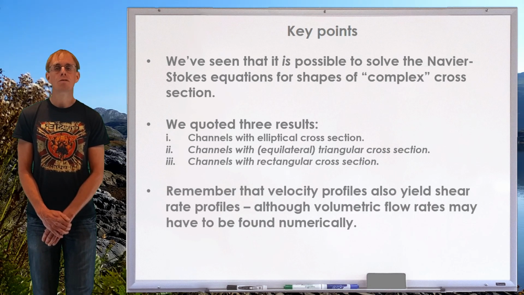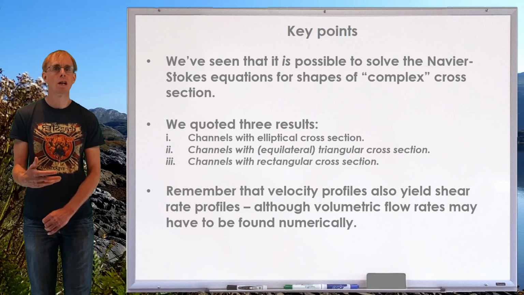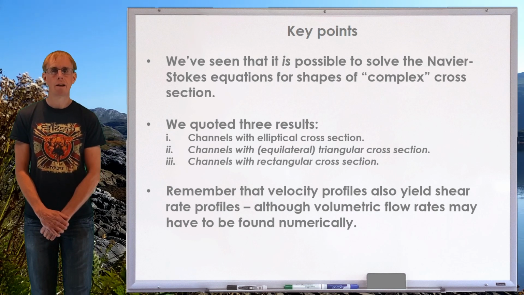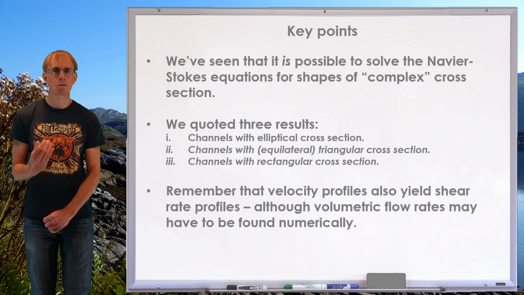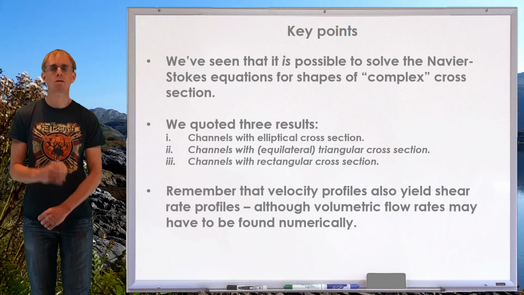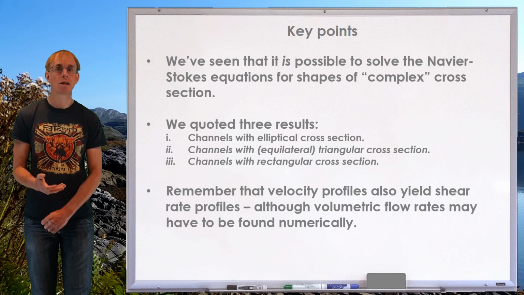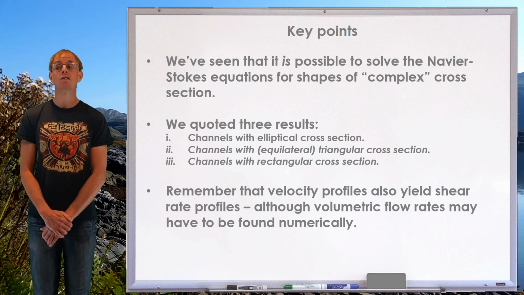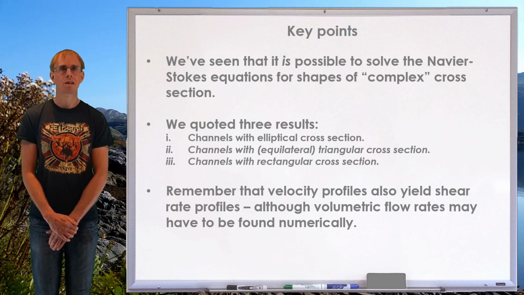The key thing with these results is that they give an expression for the z direction velocity. For the elliptical channel, you also have a volumetric flow rate, which is useful because you can use that to calculate pressure drops. But even if you've only got a z direction velocity, you can still differentiate that with respect to x and with respect to y to get your shear rate profile. Sometimes you might have to find volumetric flow rates numerically for more complex shapes, but those shear rate profiles may give you some useful insight into what might be happening to the fluid as they go through these more exotically shaped flow channels.